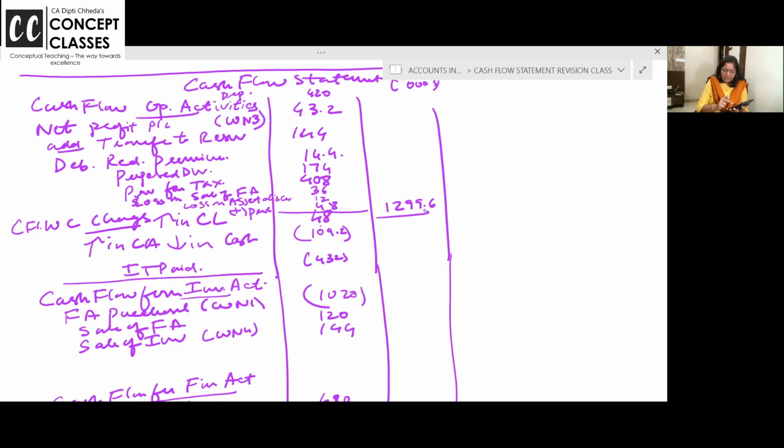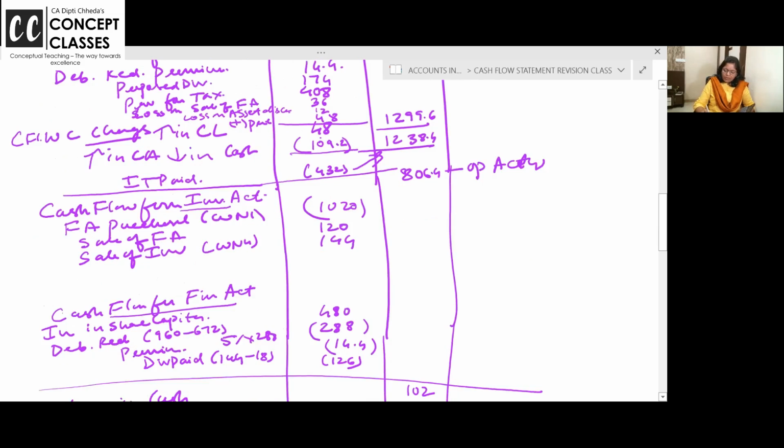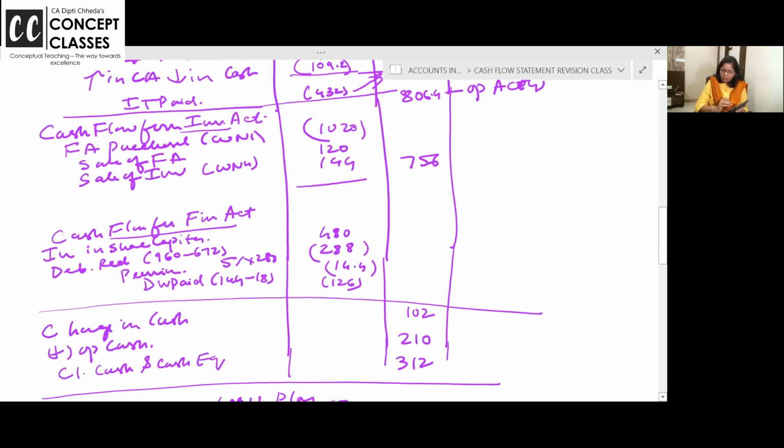Add 48 minus 109.2. So before the income tax, it is coming to 1238.4 minus 432. You are getting finally cash from operating activities as 806.4. Cash from business, you have earned 806.4 thousands. Now, what is the cash from investing activities? 120 plus 144 minus 1020. 756 negative. Now, financing activity 480 minus 288.